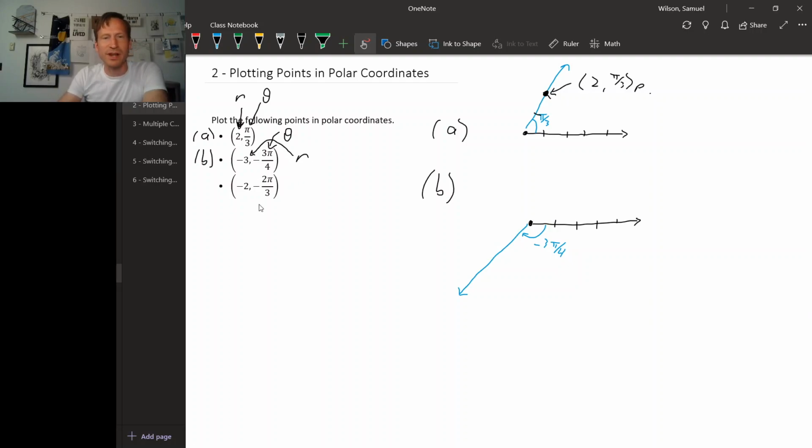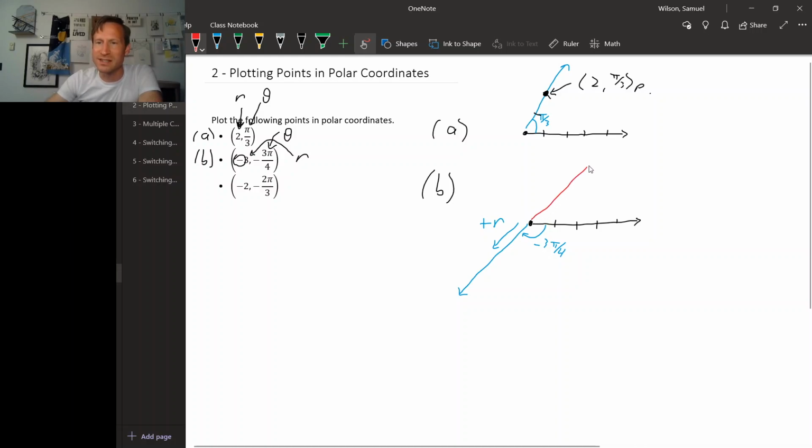And now our r value is negative 3. So it's a little bit funny to have a negative here because we said r was a distance. Distances can't usually be negative. So if we want to allow our coordinates to be negative, we have to decide what that means. Well, if positive r values go along the direction that the angle points, it kind of makes sense that negative r values should go in the direction opposite from what the angle points.